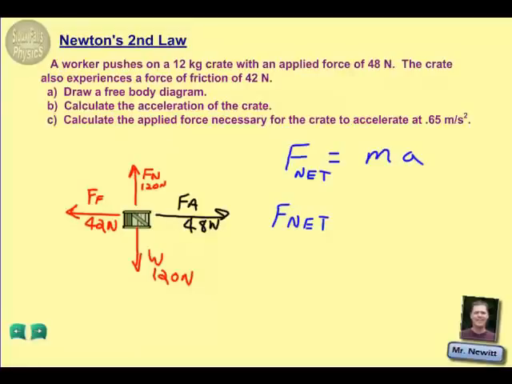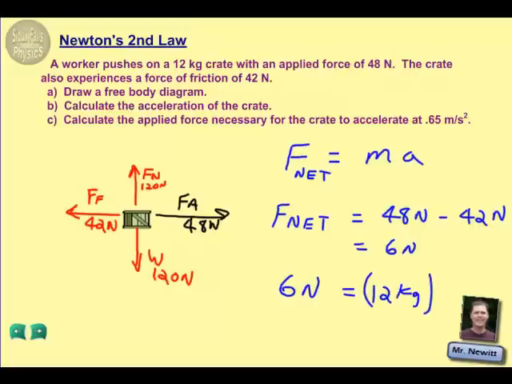And we know that we have a 48 Newton applied force and a 42 Newton frictional force that is opposing that. So my net force here is 6 newtons. So plugging that in, if I have a 6 Newton net force, the mass of the crate is 12 kilograms. And now I can simply solve that for the acceleration. And I get an acceleration of 0.5 meters per second squared.